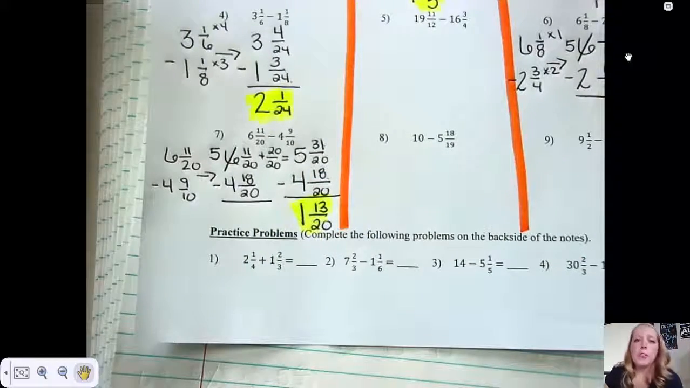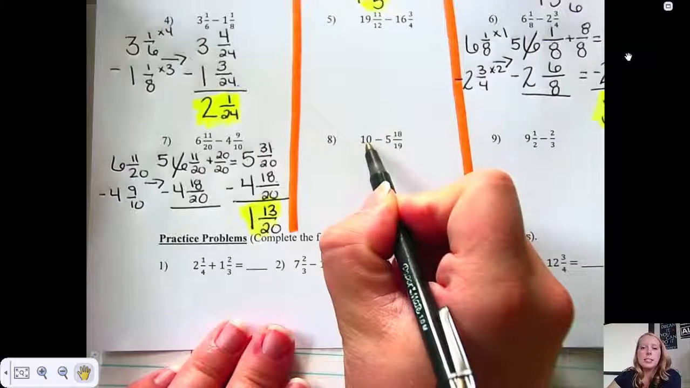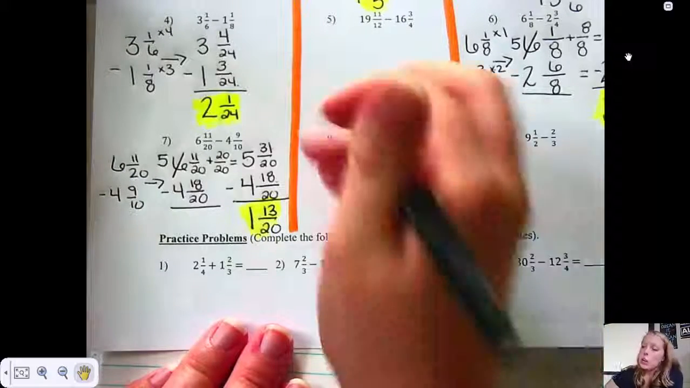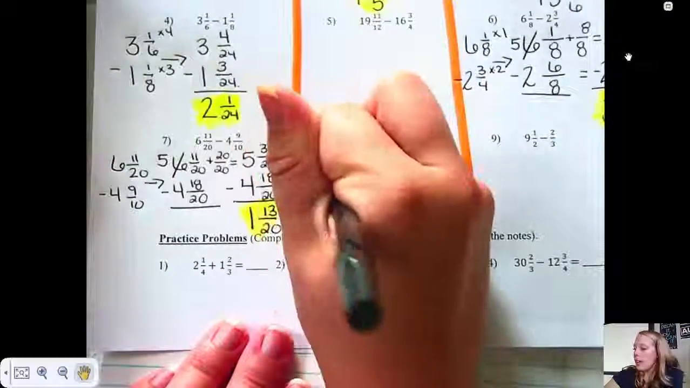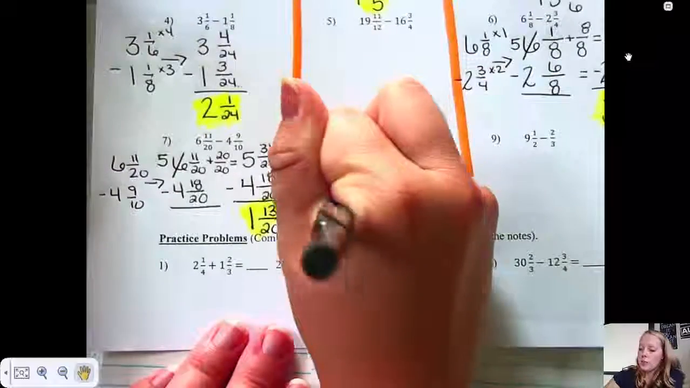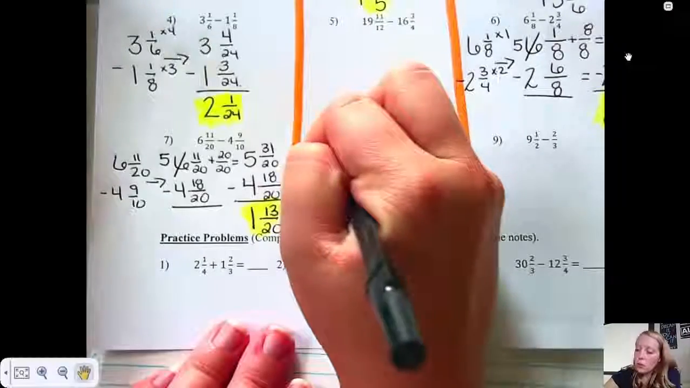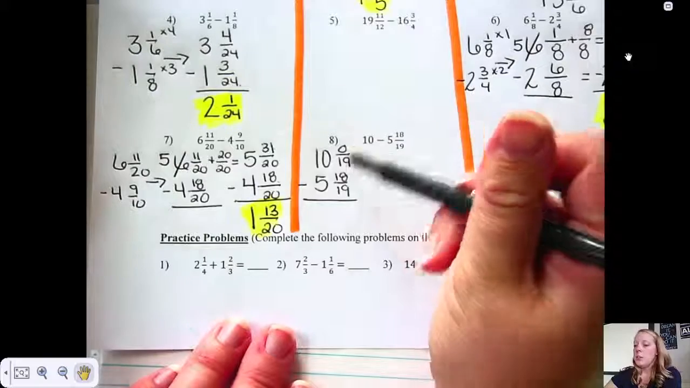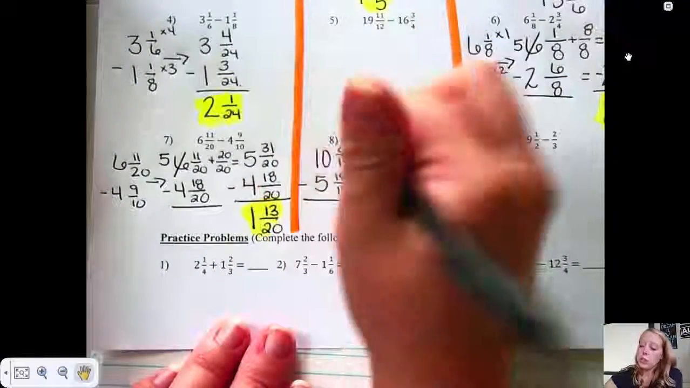Now, we're ready for our last problem we're going to do together, and then you have 2 on your own before you practice. Do you notice that this does not have a fraction beside it? Well, you should, because it doesn't. We've got 10 minus 5 and 18 nineteenths. Now, this is basically 0 over, I'm going to keep a common denominator of 19. 0 minus 18 is going to do something weird, so we've got to do what we've been doing over here.